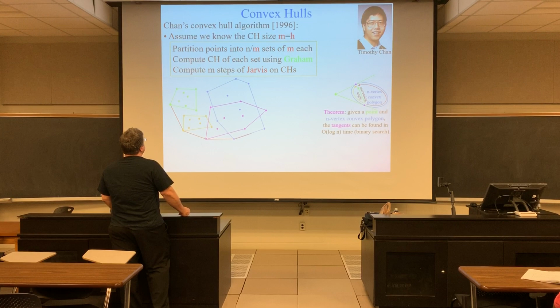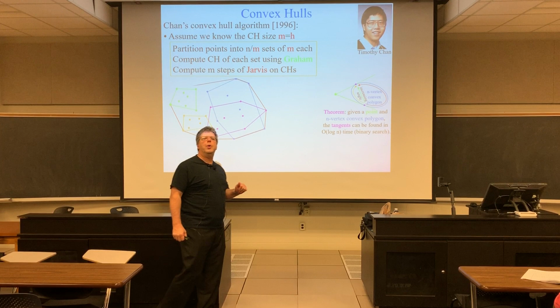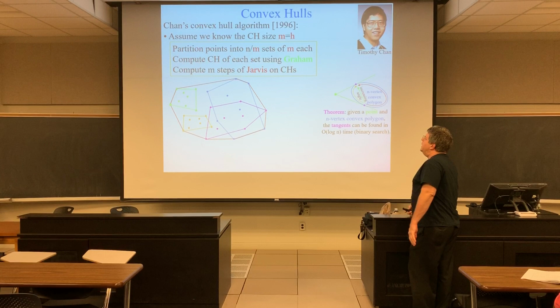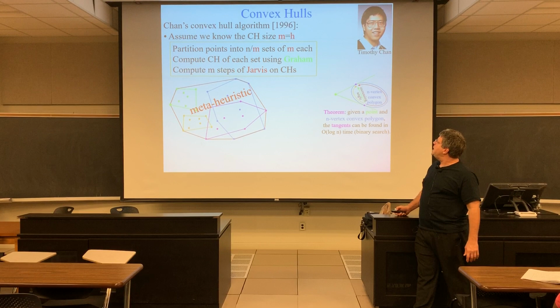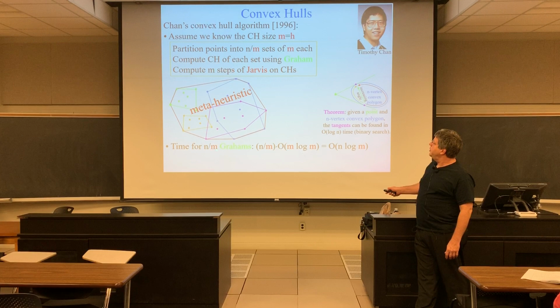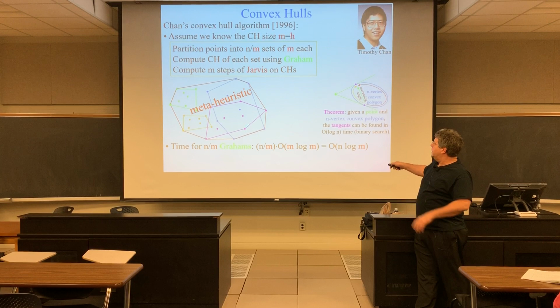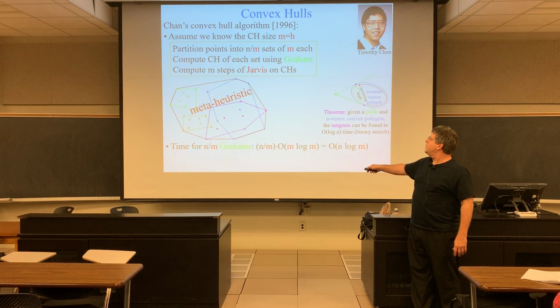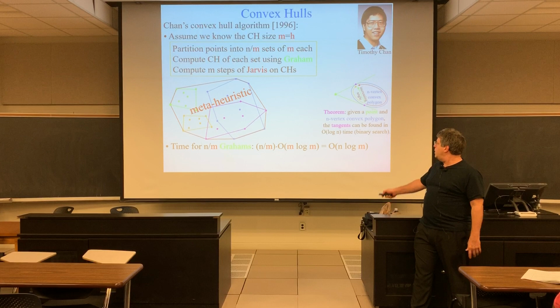But for now, let's say you do it M times. Let's pretend we know what M is. We do it M times, we're done. So if we knew what H was, and therefore what M is, what's the time complexity of doing all this? Well, you're doing a bunch of Graham scans. How many? N over M Graham scans. Why? Because it's N over M sets. So for each set in different color, blue, purple, yellow, green, you're doing Graham scans. So N over M of these sets, so N over M Graham scans. Each Graham scan, how long does it take? Well, it's n log n, but n now is this number.